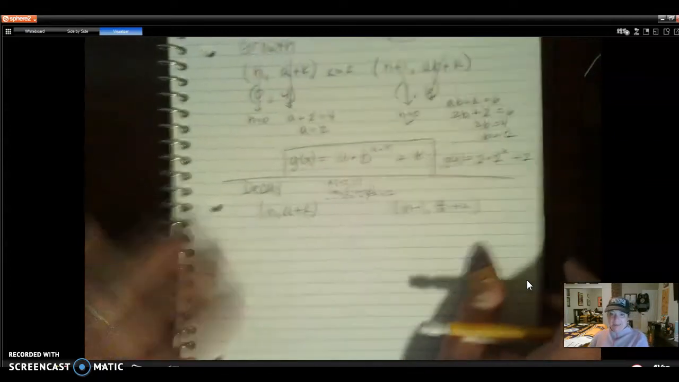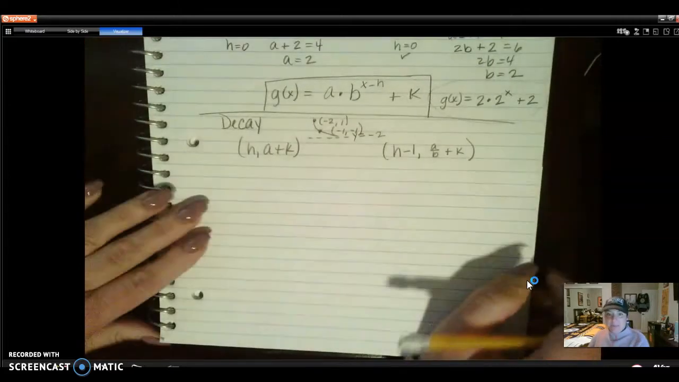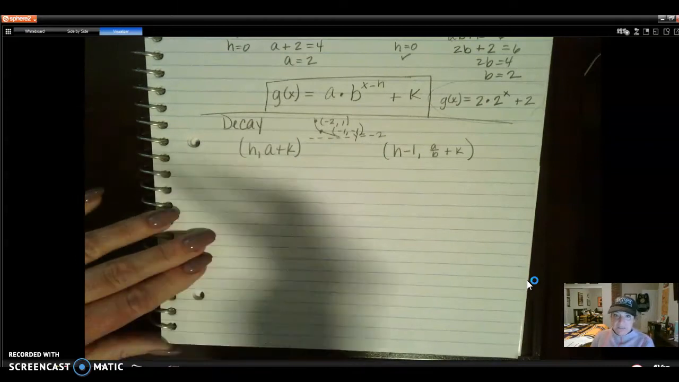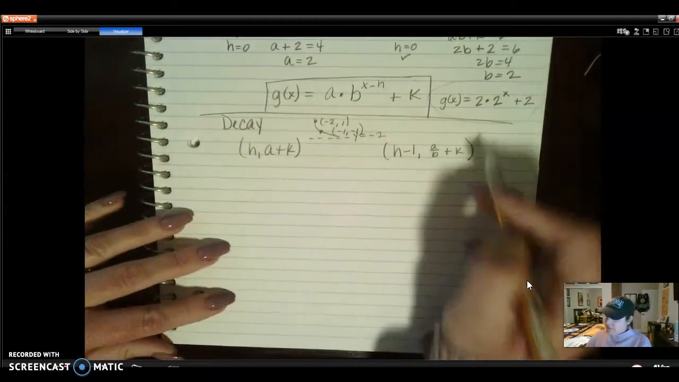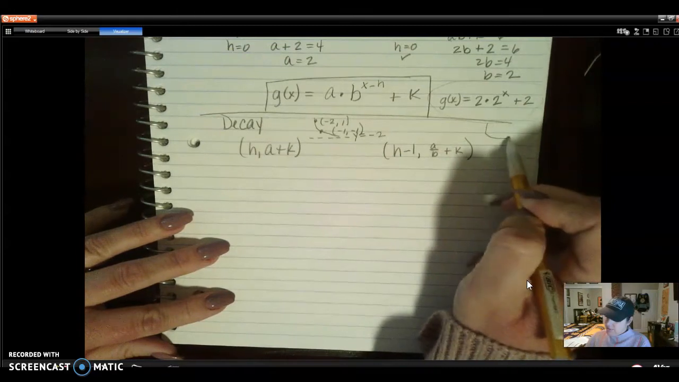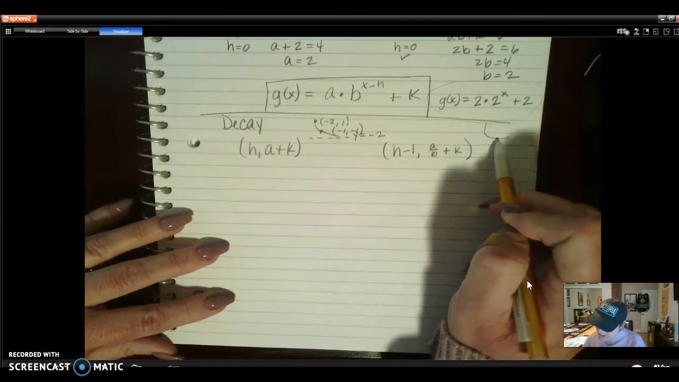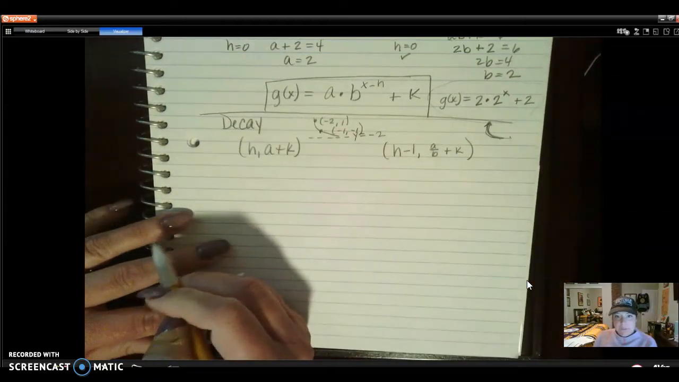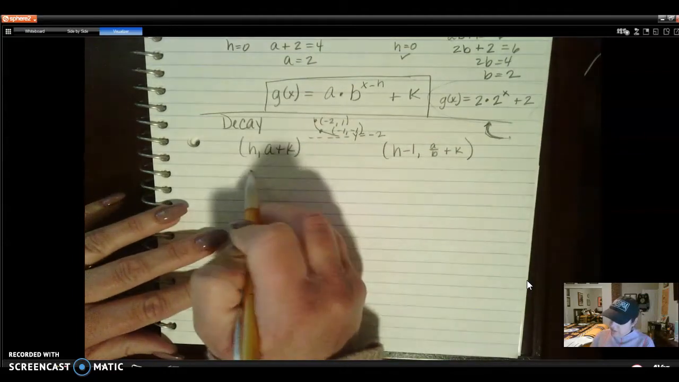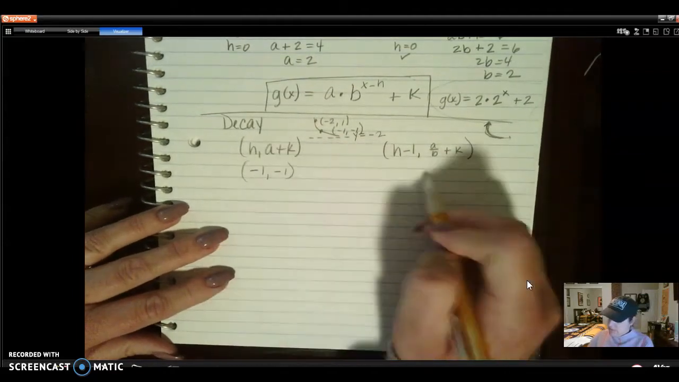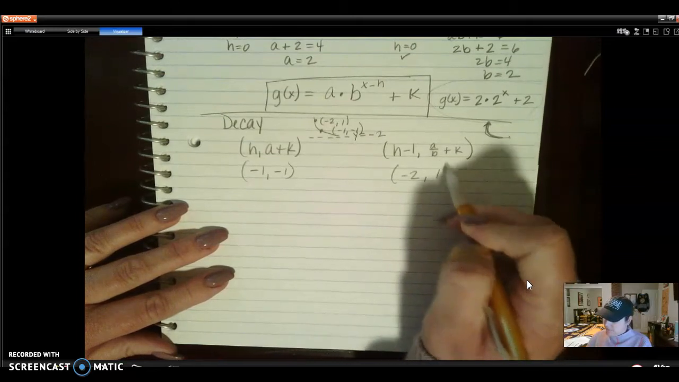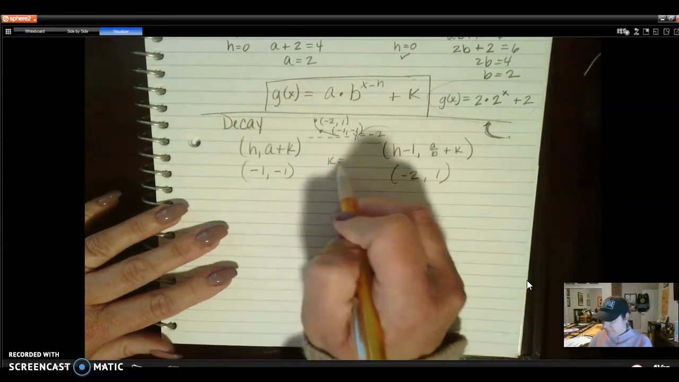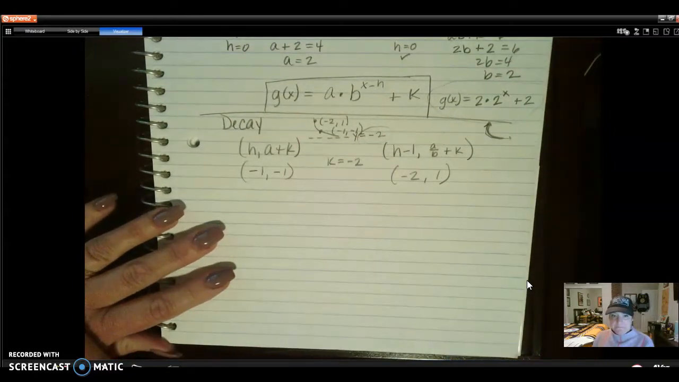Let's do a decay problem. With a decay problem, your b should be less than 1. So it's going to be a fraction less than 1. Same thing when you do a decay problem. Decays go in this direction, but you're going to go backwards and kind of climb the ladder a little bit, and use those points. So -1, -1 is our first point. And then -2, +1 is the second point. Remember that your asymptote is always k.